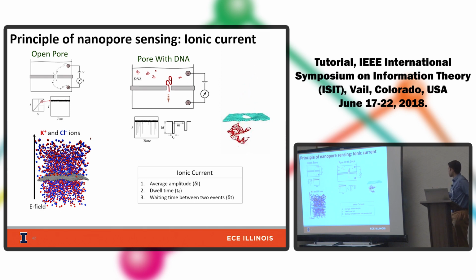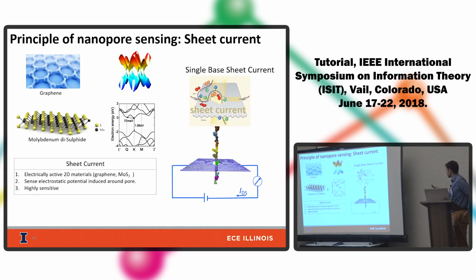So that's ionic current. And the other thing that happens is that there's also a different kind of current. So in these solid-state devices, there's also current going across the sheet in which the nanopore is, and that also changes as the sequence passes through. And so since we're using electrically active materials like graphene or MoS2, that's a second signal that one can use to do this kind of base classification or epigenomic classification.